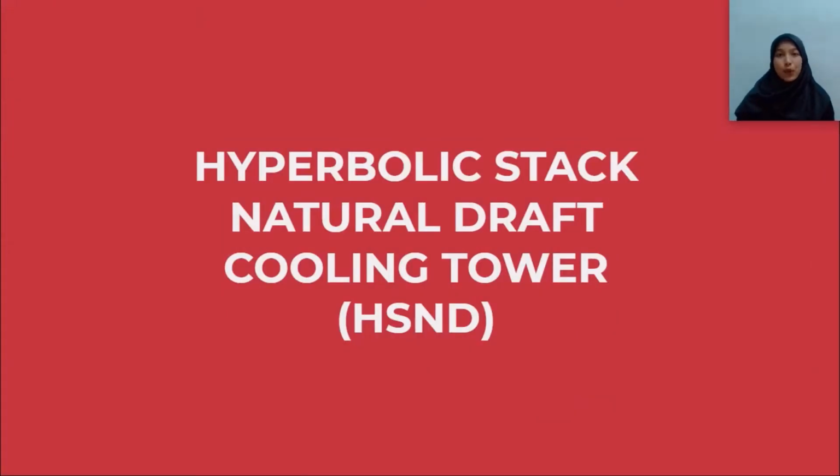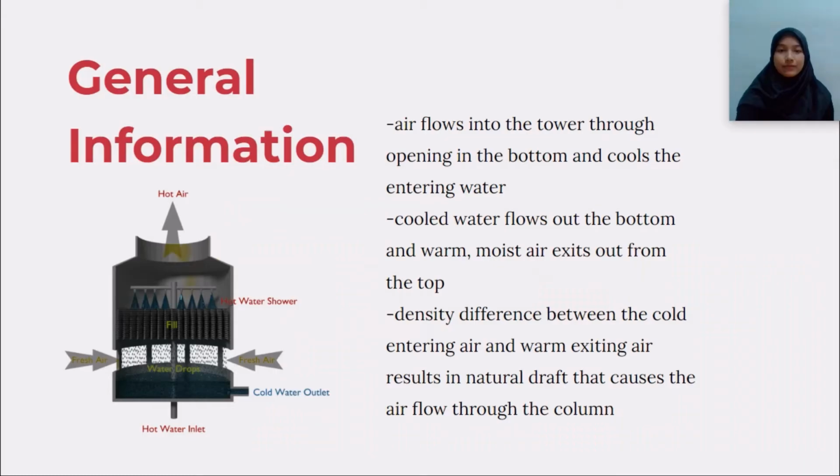The first one is hyperbolic stacked natural draft cooling tower, or sometimes it can be called hyperboloid stacked natural draft cooling tower (HSND). For its general information, the first step is the air will flow into the tower through an opening in the bottom, and it will cool the entering water, which is the hot water. The cold water then will flow out the bottom, and warm, moist air will exit out from the top as it is less dense. This density difference between the cold entering air and warm exiting air will result in natural draft that causes the airflow through the column, as shown in the figure attached here.